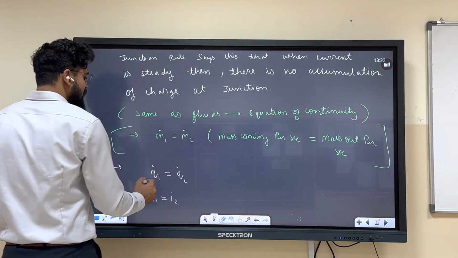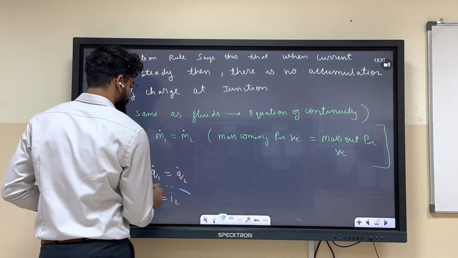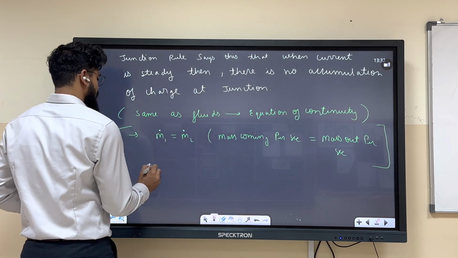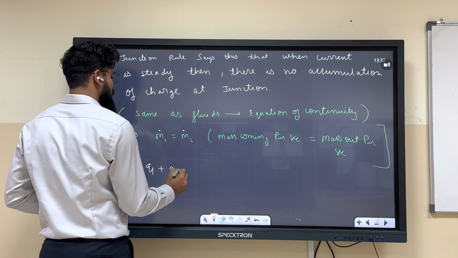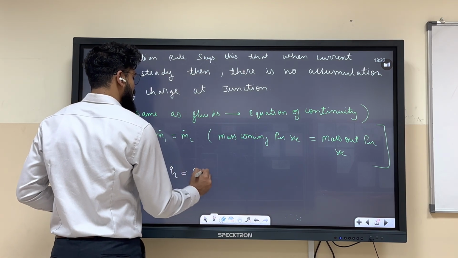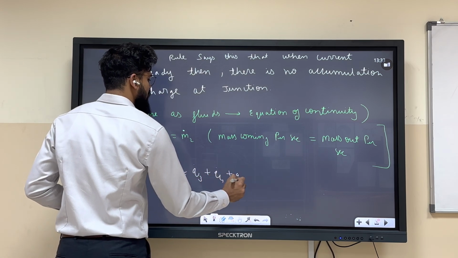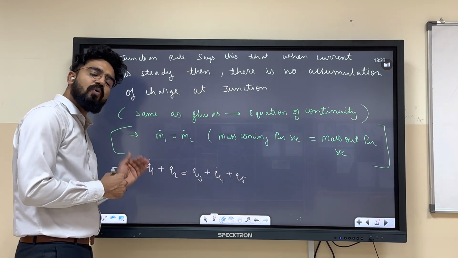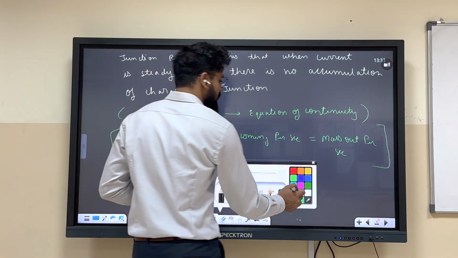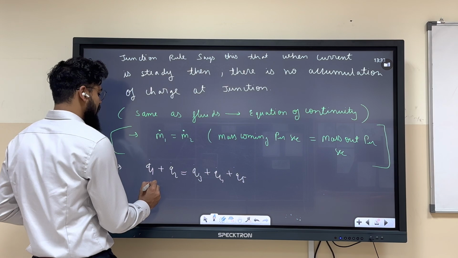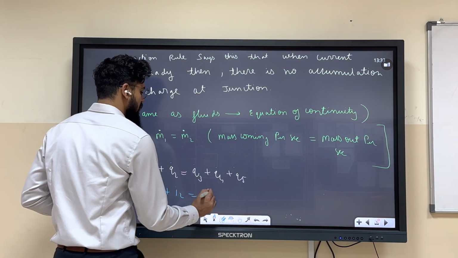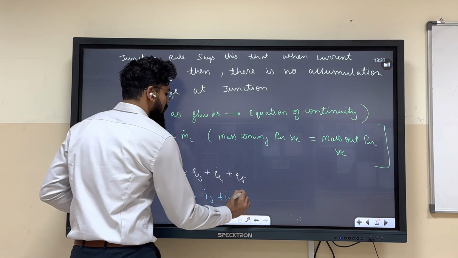Or over here we can also write Q1 dot plus Q2 dot equals Q3 dot plus Q4 dot plus Q5 dot. What do you understand by Q dot? It means charge upon time. What is that thing? Yes, you are all correct, that is nothing but current. I1 plus I2 equals I3 plus I4 plus I5.